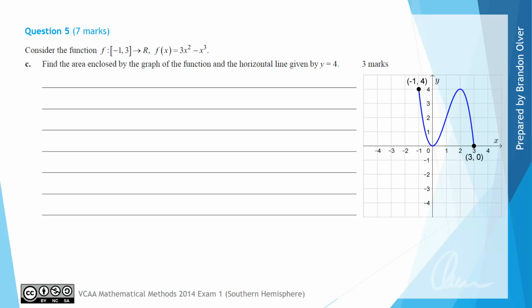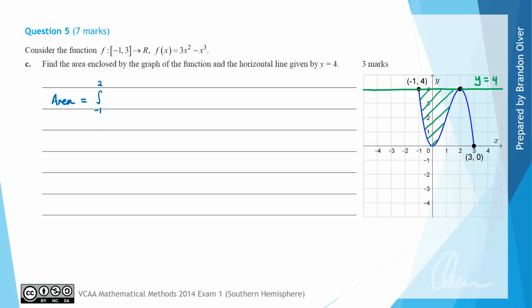For part C of this question, we're asked to find the area enclosed by the graph of the function and the horizontal line given by y equals 4. So the line of y equals 4 on a computer generated version of the graph we just sketched is this line here. And we can see that the region enclosed is going to be this part here. And now we know that that area is going to be given by the integral between -1 and 2. So they are the x values between the points of intersection of the function and the line y equals 4.